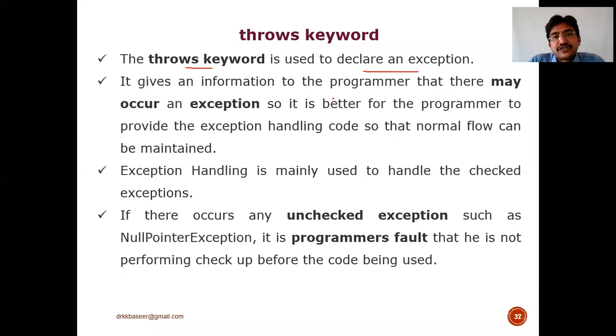It gives information to the programmer that an exception may occur. So it is better for the programmer to provide the exception handling code so that the normal flow can be maintained properly. Throws is mainly used to handle checked exceptions. If there occurs any unchecked exception, such as NullPointerException, it is the programmer's fault that he is not performing a check before the code is used.